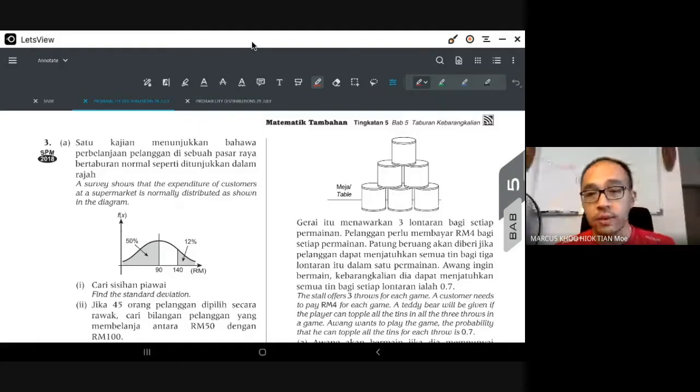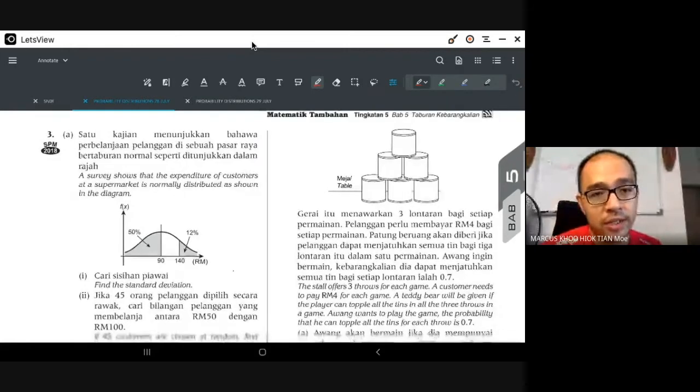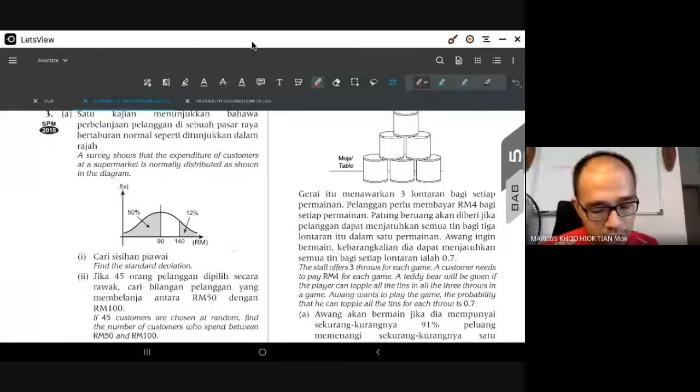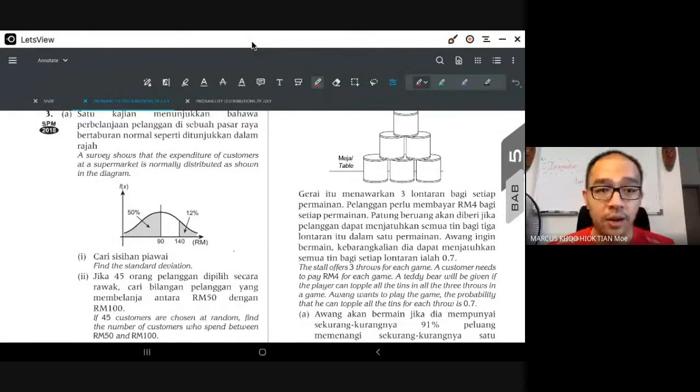So let's start with question number 3. A survey shows that the expenditure of customers at the supermarket is normally distributed, as shown in the diagram. So immediately you know it's a normal distribution. Find the standard deviation. Immediately it's given just like that.